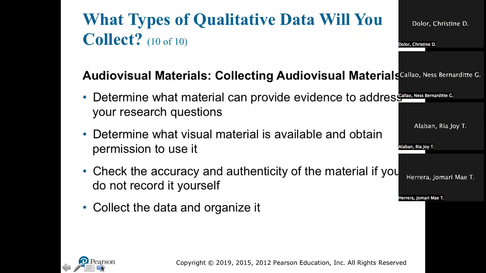Next, we go to the collection of audiovisual materials. Christine Dolor. Yes, sir. Collecting audiovisual materials: determine what material can provide evidence to address your research questions. Determine what visual material is available and obtain permission to use it. Check the accuracy and authenticity of the material if you do not record it yourself. And then lastly, collect the data and organize it. Okay, thank you.